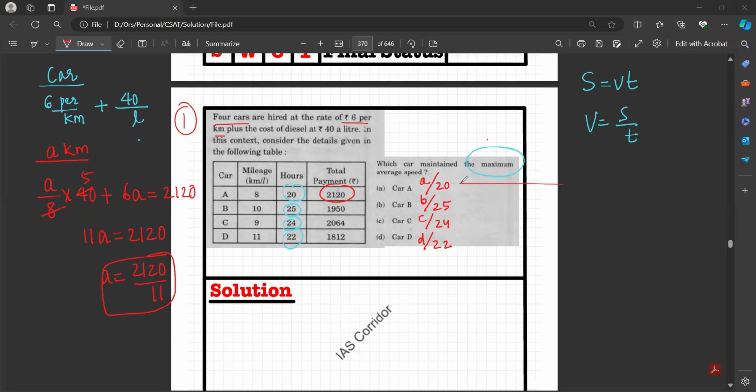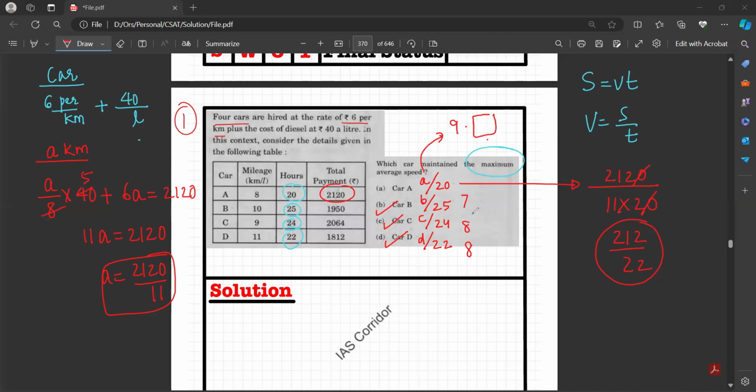So now calculate A's speed. 2120 divided by 11 into 20. This getting cancelled, it is 212 by 22. Got it? So once you get 212 by 22, similarly you have to calculate B, C, D. So I'll leave this task to you, and you will get the answer to be A. A will be 9 point something, rest all come around 7 and 8 and 8.